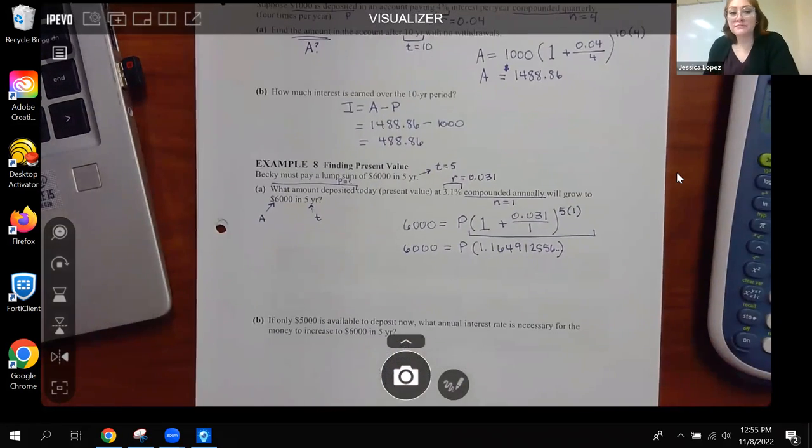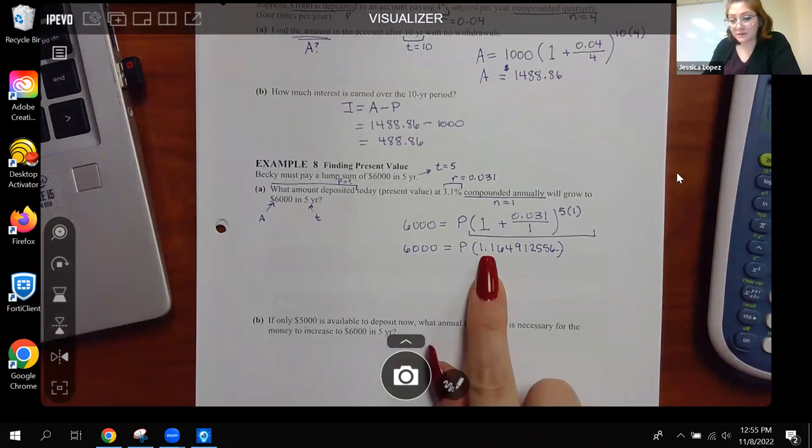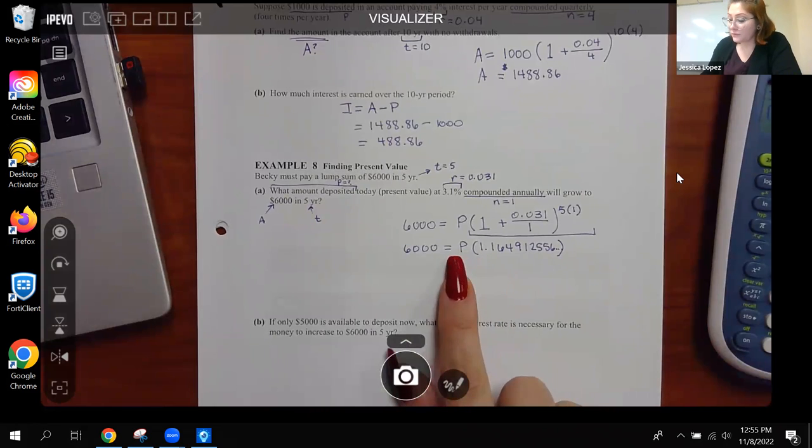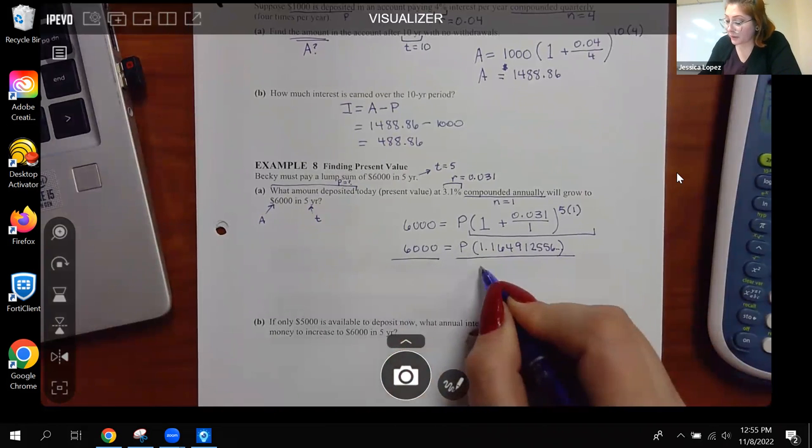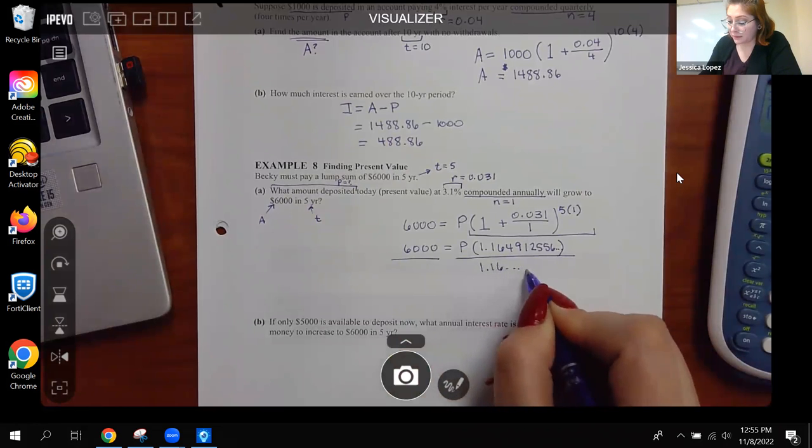So if we're trying to find P, and P is getting multiplied by this weird number, the only way for me to get P by itself is to do the opposite of multiplication, which is division. So we want to divide both sides by 1.16, blah, blah, blah.